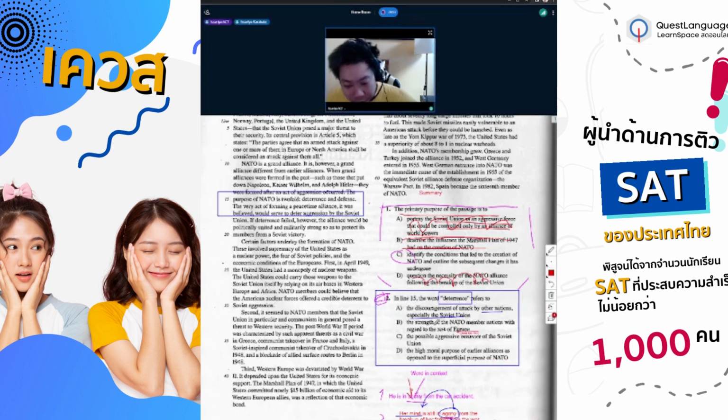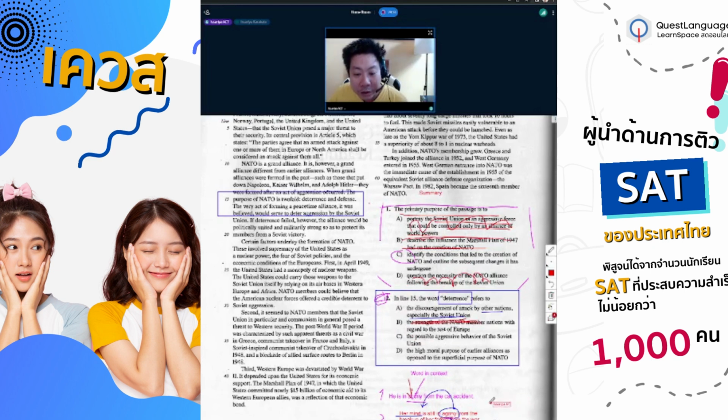Probably not. They're not talking about the strength, so we can cancel B. What about C here, the possible aggression behavior? Would deterrent relate to the possible aggression behavior of the Soviet Union? Do you think the word deterrence actually had any relevancy? Is it related to the possible aggression of the Soviet Union or no? I think so. Okay, we can keep that. We'll keep A and we keep C.